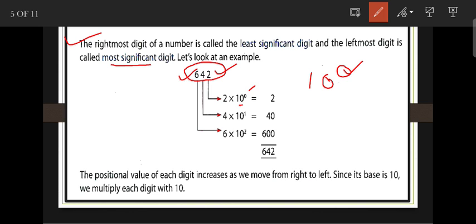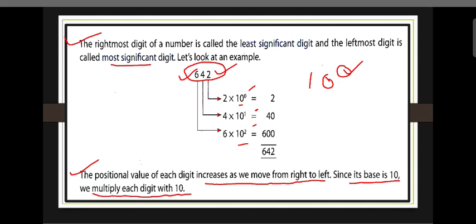Here you can see 2 multiplied by 10 to the power 0, then comes 4 multiplied by 10 to the power 1, and then 6 multiplied by 10 to the power 2. When we move from right to left, the positional value also increases, and we multiply by 10 because 10 is the base of the decimal number system. Since its base is 10, we multiply each digit with powers of 10. So I hope that all of you understand this concept.